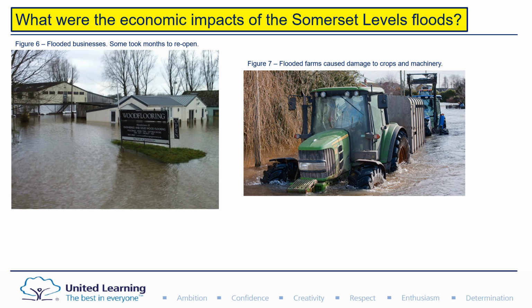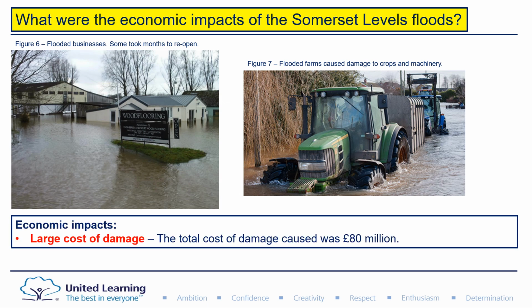The economic impacts of the flood. There was a large cost of damage. The total cost of damage was £80 million. What this means is the local council will have to pay for repairs of infrastructure, which means there'll be less money available for investment in public services like schools and hospitals within Somerset.